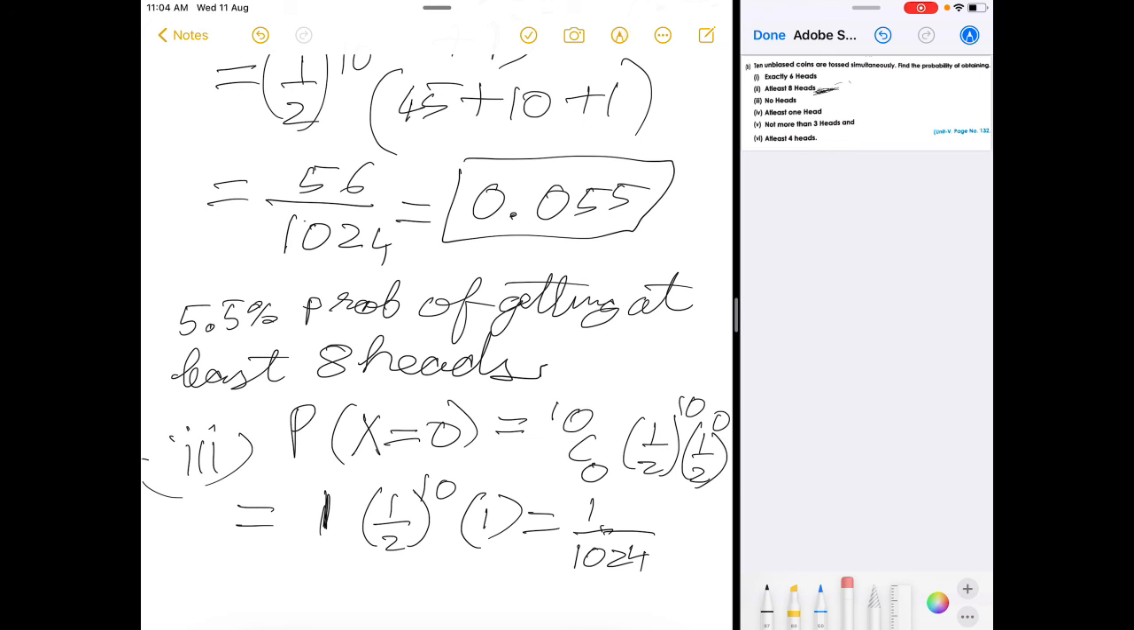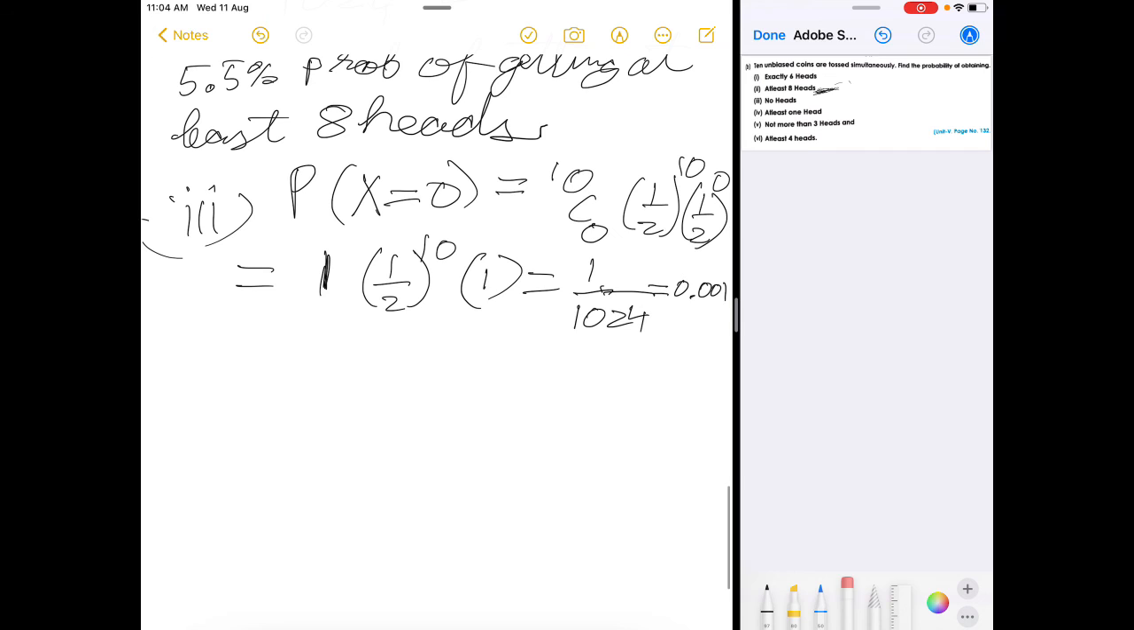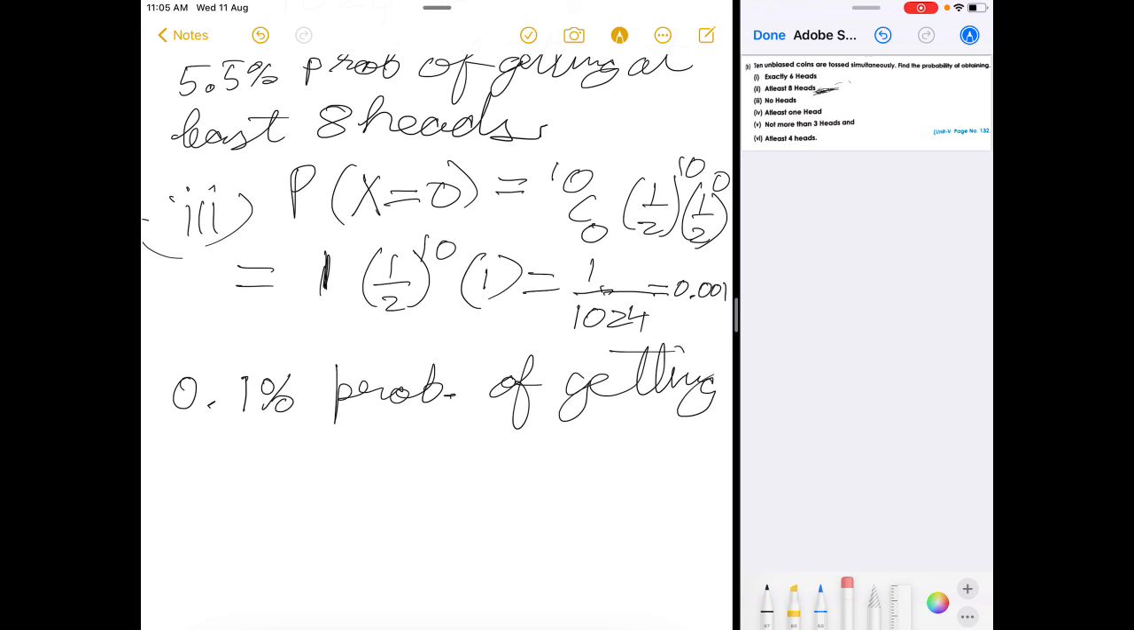1 divided by 1024 is 0.001. Right? Which in other terms is 0.1% probability of getting 0 heads or no heads. Now 0.1% is basically almost close to 0. So it is very unlikely that you will get 0 heads.